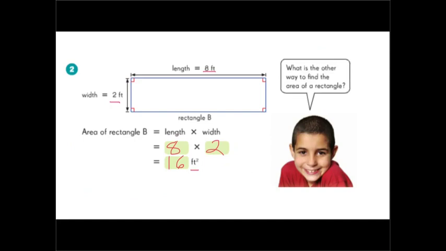Did you find the other way to do this work? The other way that's not multiplying is to imagine the squares. There are 1, 2, 3, 4, 5, 6, 7, 8 columns for the length. And then we'll make 2 rows for the width. 1, 2 rows. And if we count them all up, 1, 2, 3, 4, 5, 6, 7, 8, 9, 10, 11, 12, 13, 14, 15, 16 feet squared, it's the same as when we multiplied.